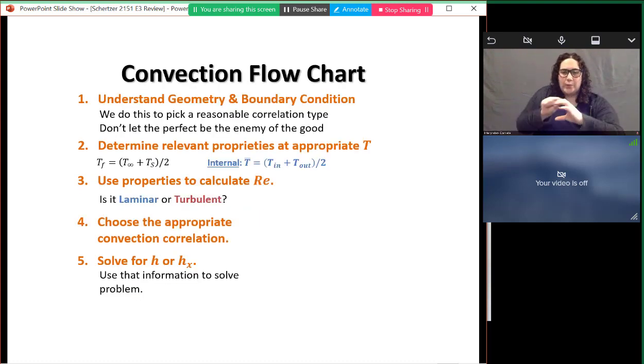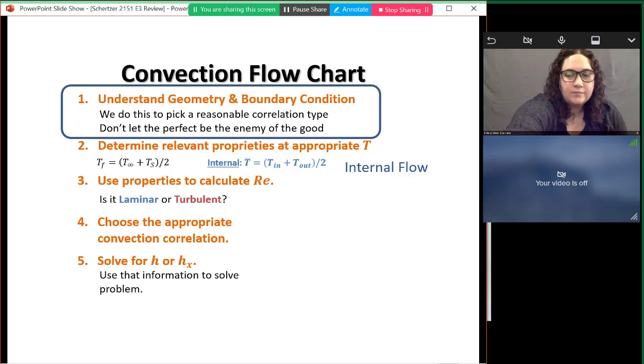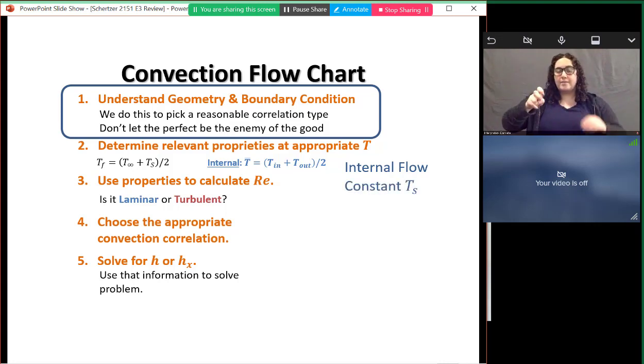So now I'm going to run through my convection flow chart. First, we want to understand the geometry and the boundary conditions. We know that this is internal flow because it's flow moving through this pipe that we're interested in. We also know that it's got constant surface temperature. That's one of the assumptions that we've made. And we know that it's a round pipe, so I don't have to calculate a hydraulic diameter.